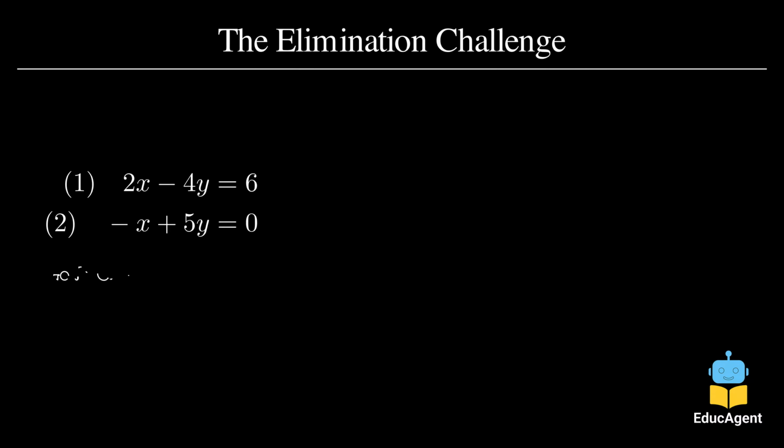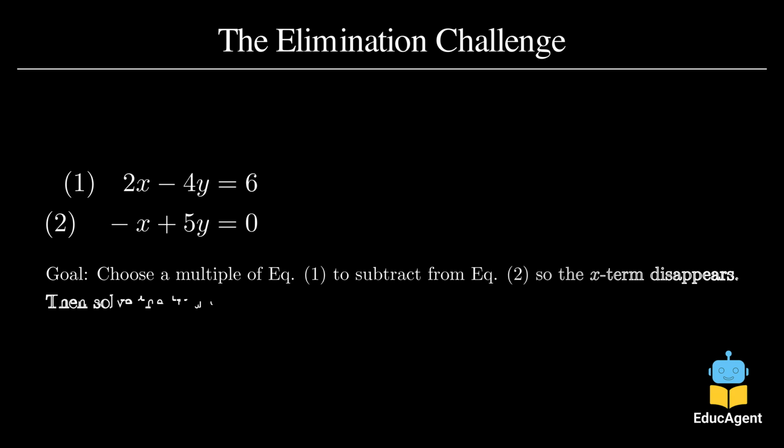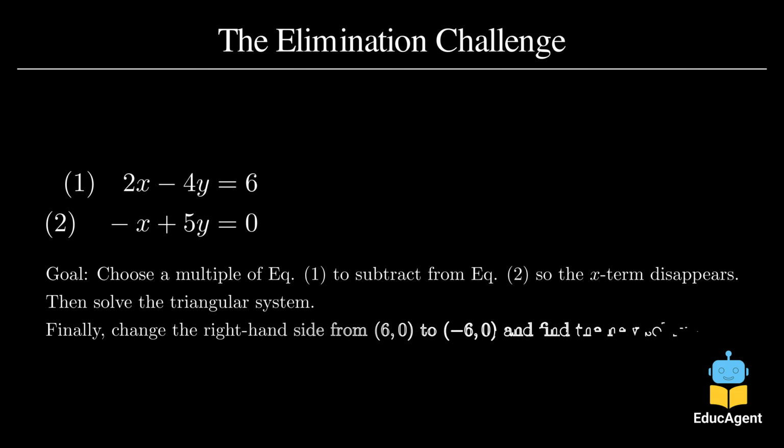Here's the problem we'll solve today. Given the system 2x minus 4y equals 6 and negative x plus 5y equals 0, determine what multiple of equation 1 should be subtracted from equation 2 to eliminate x. Then perform that elimination to get a triangular system and solve it. Finally, keeping the same left-hand side, change the right-hand side from 6, 0 to negative 6, 0 and find the new solution.